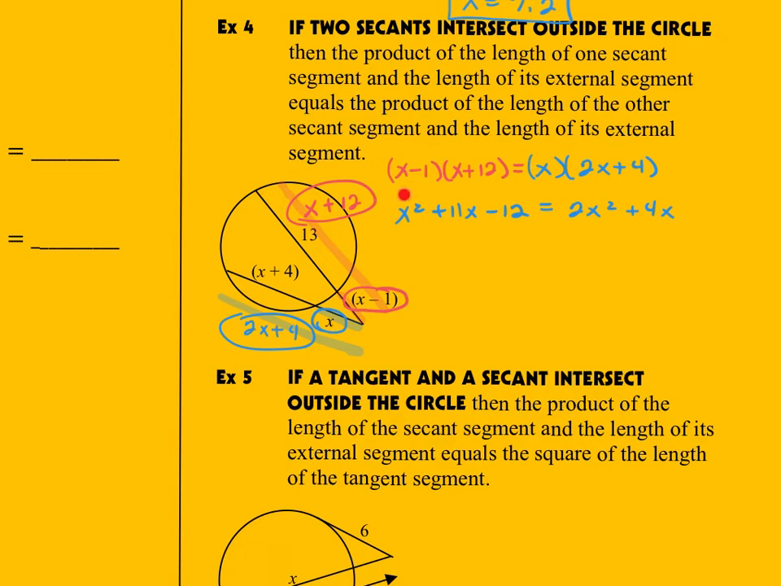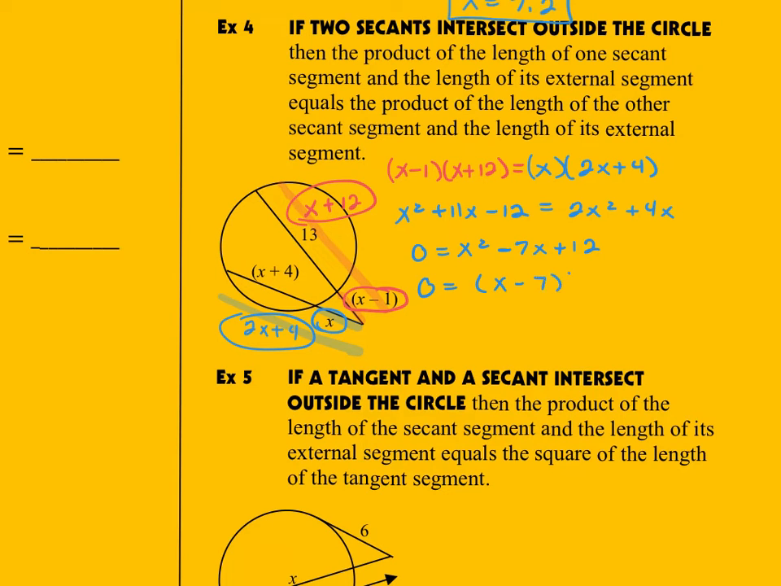Now, our squared terms again are not going to cancel, so we need to move everything to one side or the other. Since I have a bigger x squared on the right-hand side, I'm going to move all of this to the right. So I move that to the right, and I'll have 0 equals x squared minus 7x plus 12. Now we're going to factor again.